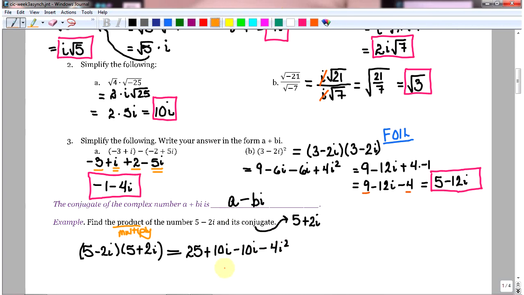Okay, so we see that the middle terms cancel out, and we can evaluate that i squared. It's negative 1. So we end up with 25 minus 4 times negative 1. So remember, you do multiplication, thinking order of operations. So we end up with 25 plus 4, or 29.